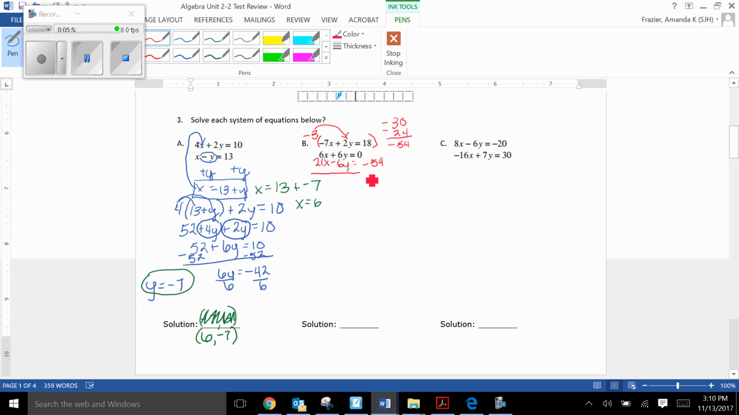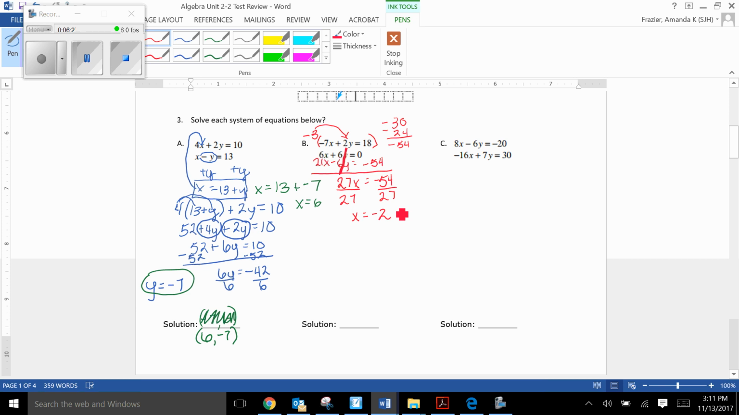Okay, so now in elimination, remember we just add together. We're just combining them. So 6x and 21x makes 27x. And 6y and negative 6y combined together makes 0. And on my other side, I have negative 54. So now I'm just going to divide both sides by 27. So I have x equals negative 2.